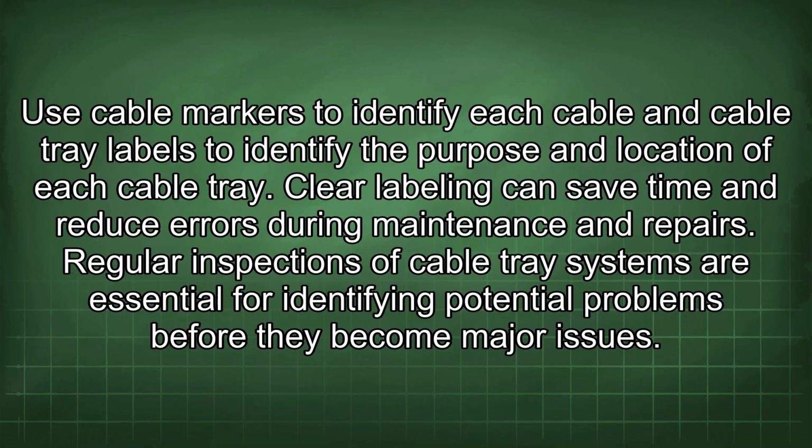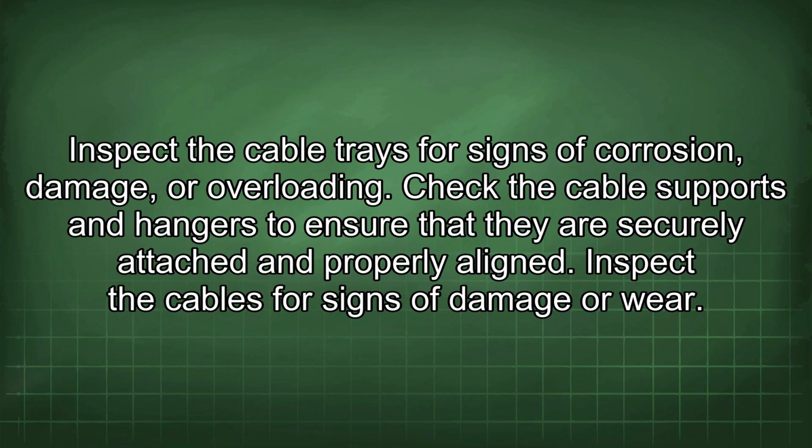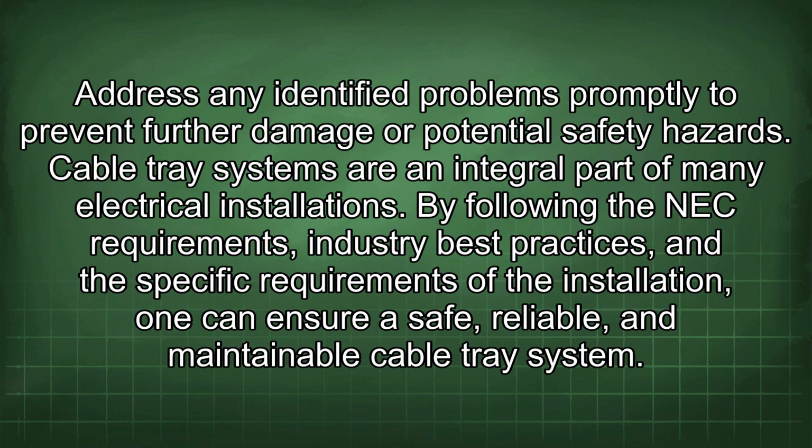Regular inspections of cable tray systems are essential for identifying potential problems before they become major issues. Inspect the cable trays for signs of corrosion, damage, or overloading. Check the cable supports and hangers to ensure that they are securely attached and properly aligned. Inspect the cables for signs of damage or wear. Address any identified problems promptly to prevent further damage or potential safety hazards.